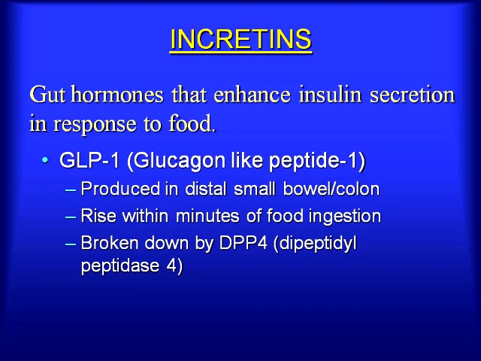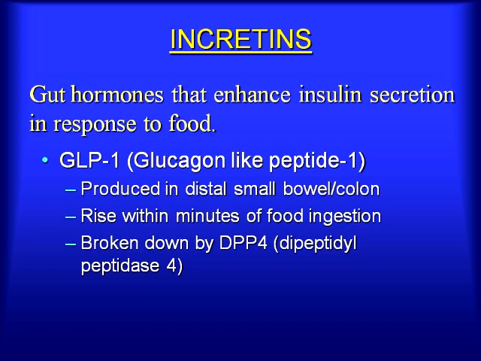Now, what about these things called incretins? What are they? Where do we use them? Why do we use them? And I think primary care docs need to be aware of what incretins are. But basically, incretins are gut hormones that enhance insulin secretion in response to food. And I'll come back to that point in a minute. The main incretin that's out there is GLP-1, glucagon-like peptide 1. It's produced actually in the distal small bowel and in the colon, and it rises within minutes of food ingestion.